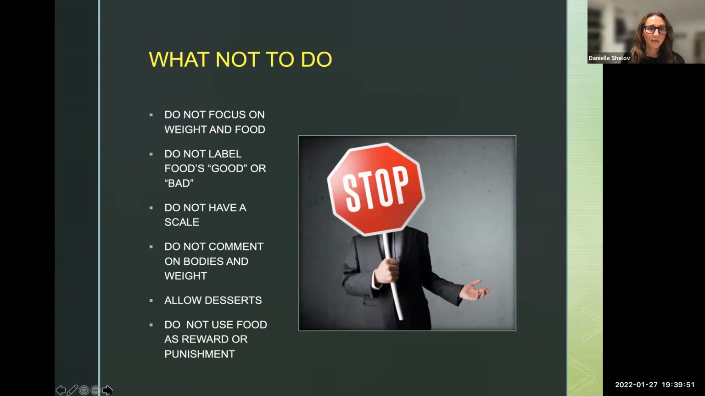Do not comment on bodies. As hard as it is, we just try to not talk about bodies. We talk about how wonderful people are, how smart people are, that people are different, that people can be happy at any size, basically. Allow desserts. Desserts are okay, but just make sure you have dinner first. And this is more for younger people, but do not use food as reward or punishment. If they do a good deed, they don't get a candy because of that. Right from the beginning, we don't want to pair food with good behavior.